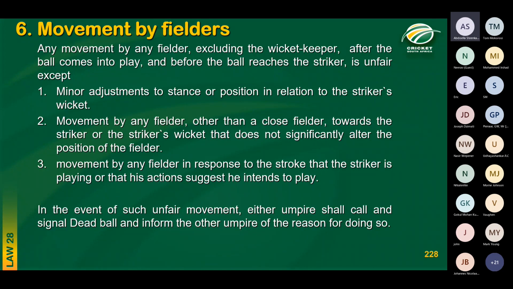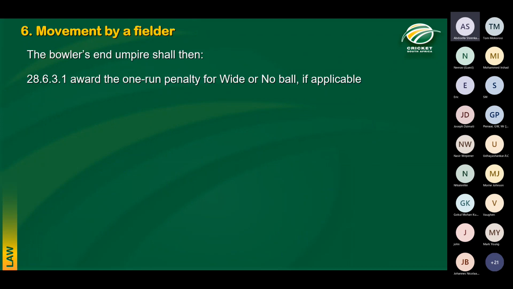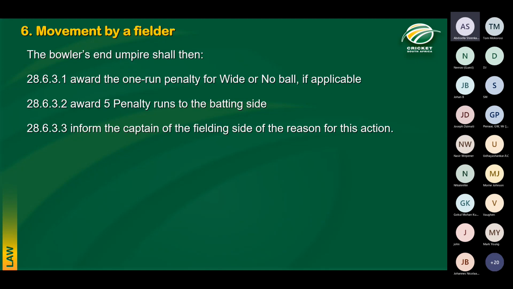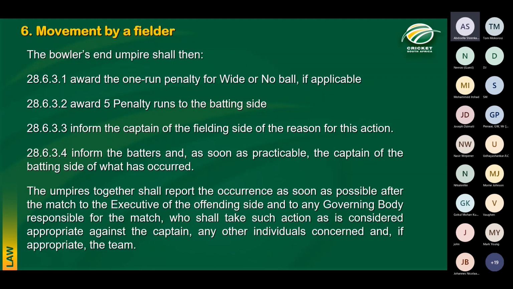Anything else, the law tells us, gets seen as unfair movement by the fielder. And if there is unfair movement by the fielder, either umpire is to call and signal dead ball. There's punishment for this unfair movement. If there was a wide or a no ball from that ball, that will always stand. 5 penalty runs shall be awarded to the batting side if there was unfair movement. Inform the captain of the reason why you've given this, and then inform the batters, and as soon as practicable, the captain of the batting side, and report this offence.